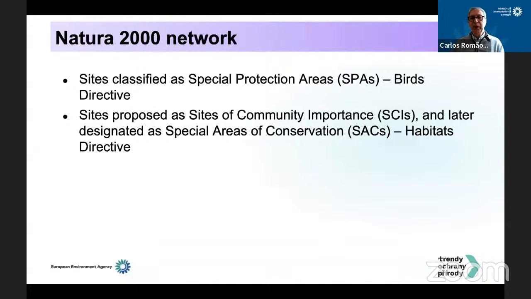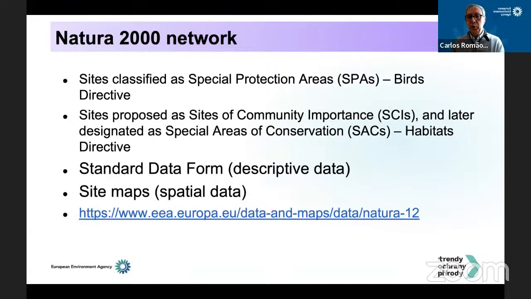So I'll now leave the reporting on species and look a bit at the reporting on sites, and this concerns mainly the Natura 2000 network. Many of you may know, we collect this information from the countries in databases with the descriptive data, according to a format and content that was adopted by the Commission, consulting the countries and working with the different experts to identify the data to be reported, but also spatial data about the boundaries of each one of these Natura 2000 sites.